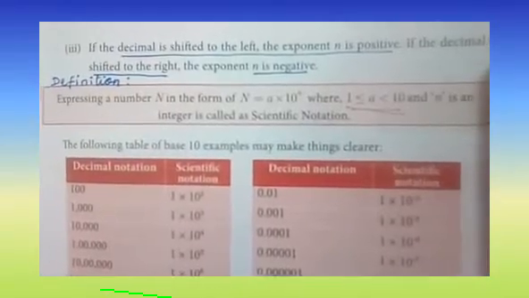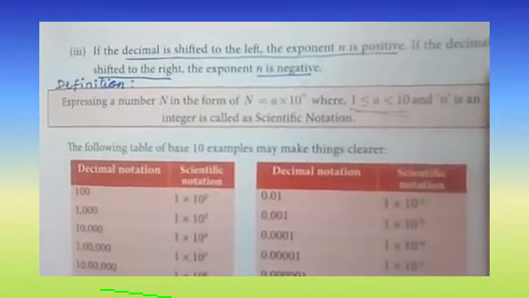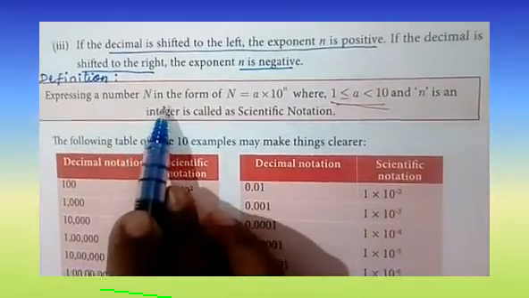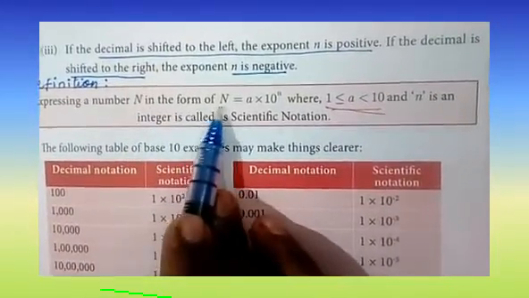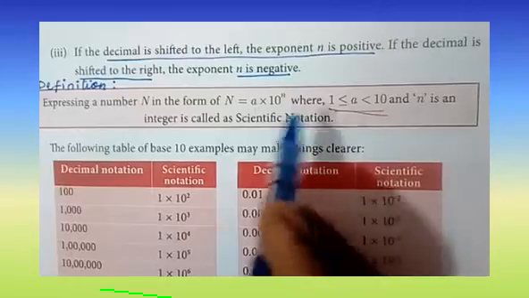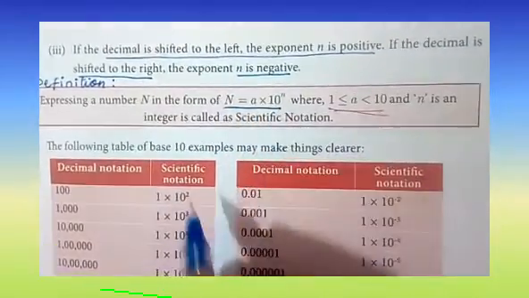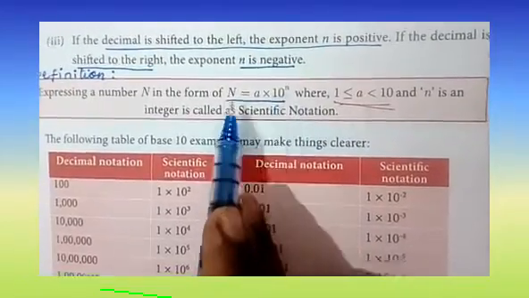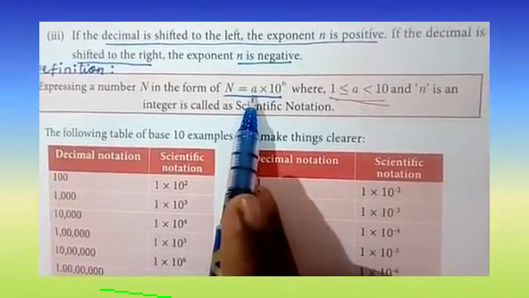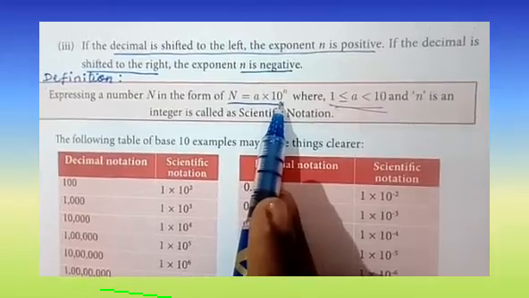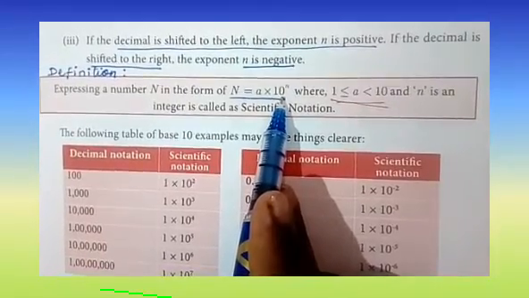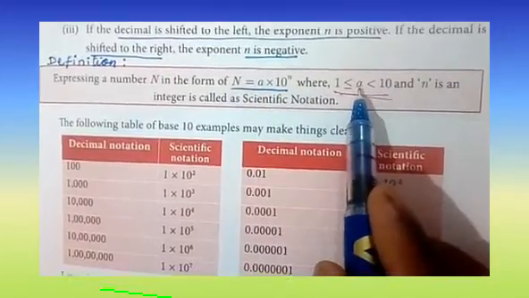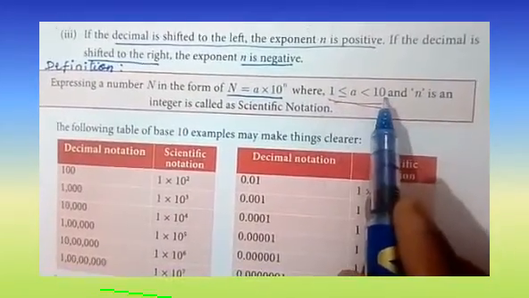Students, now we are going to see the new topic, scientific notation. Scientific notation expresses a number N in the form N = a × 10^n. So scientific notation is a combination of a decimal number and the exponent. Exponent means power number. So this decimal number's integral part lies between 1 and 10.